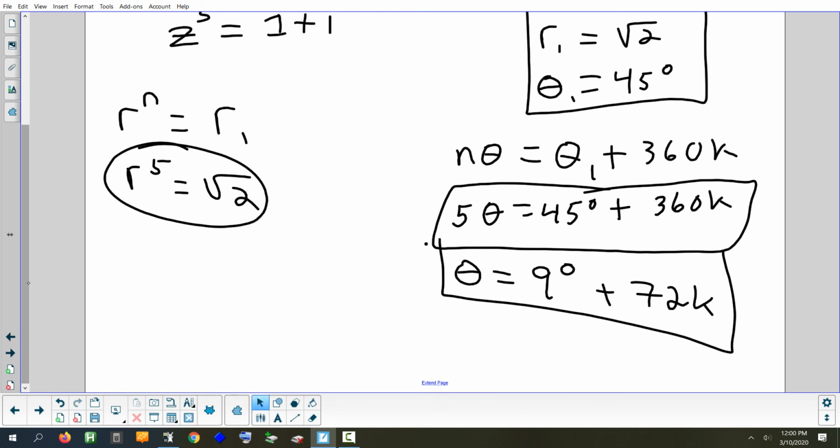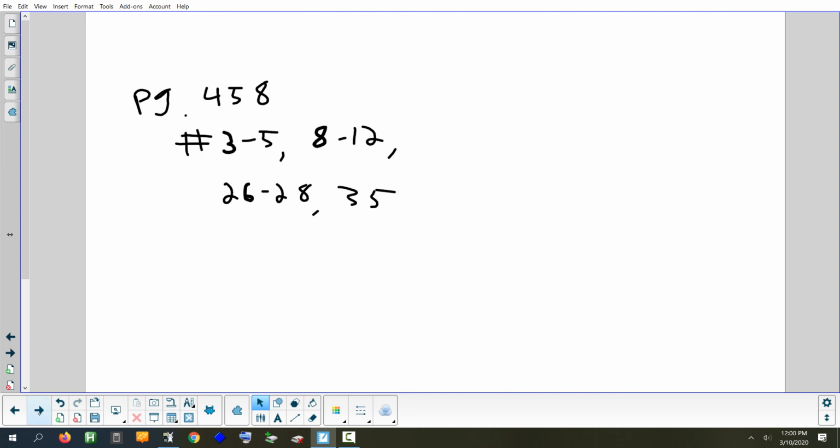Okay. So we can practice another 1 or 2 root problems tomorrow if we need to, but that's the hardest thing this week. Okay, so the homework in the book on page 458 is 3 through 5, 8 through 12, 26 to 28, and 35.